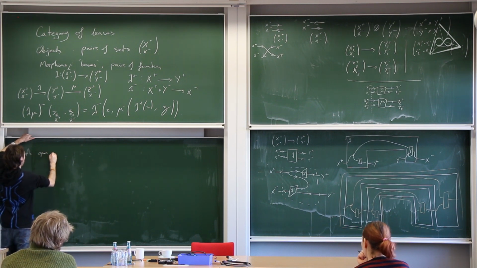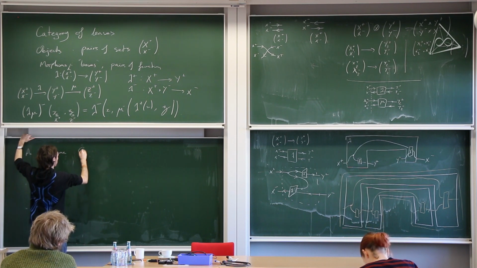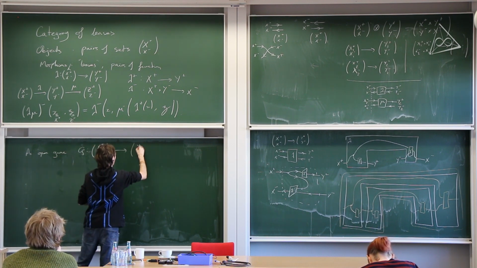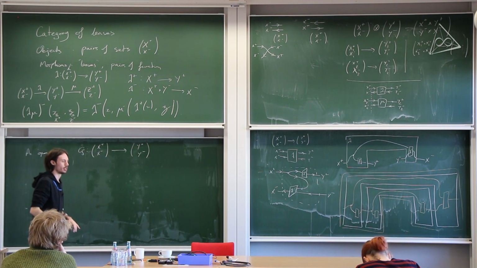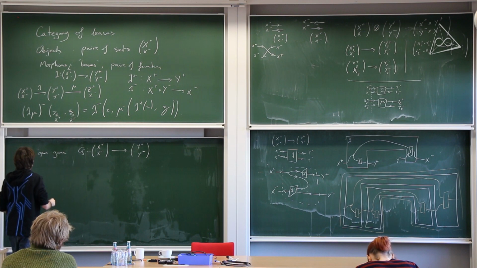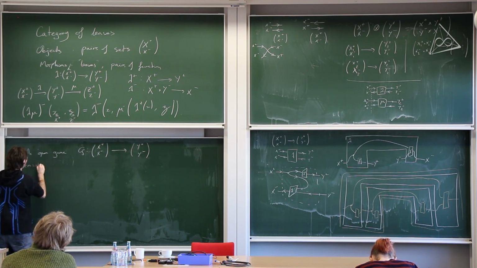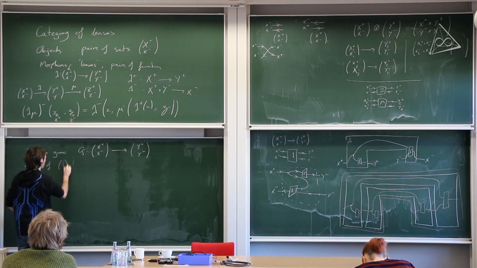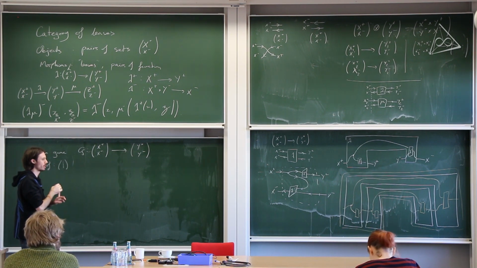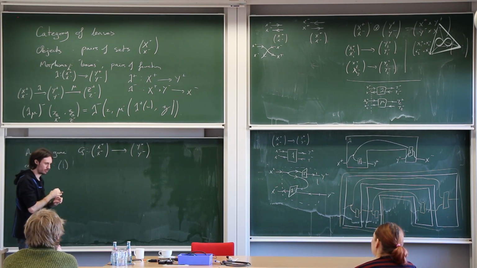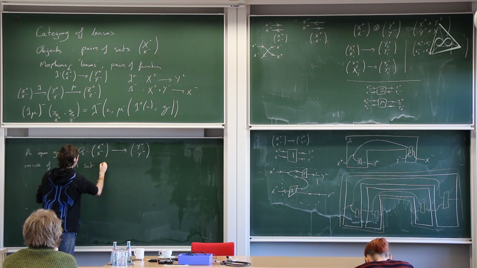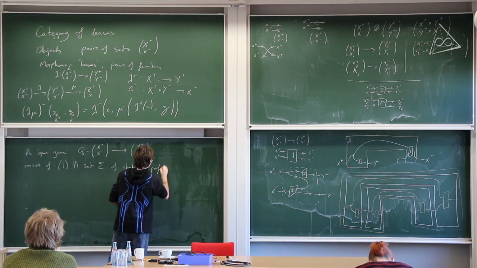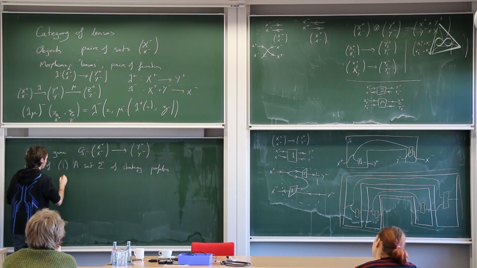An open game G from an object x plus, x minus to an object y plus, y minus consists of three pieces of data, and before it was four, so I've reduced it by one. So the first thing is the same thing that I said before, which is a set, the set of strategy profiles. So, a set sigma of strategy profiles.